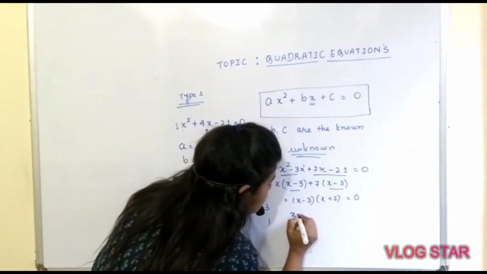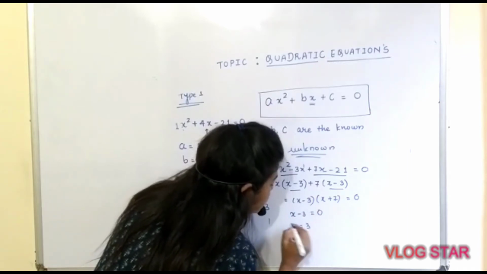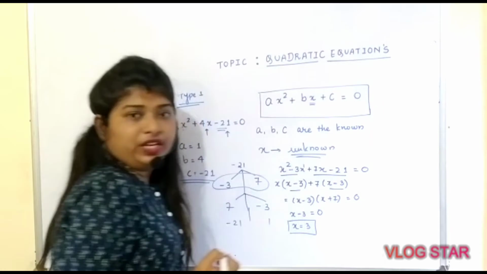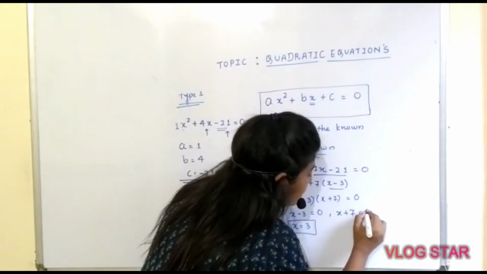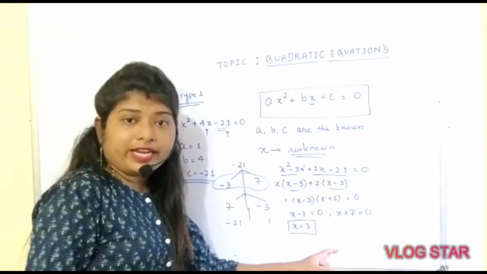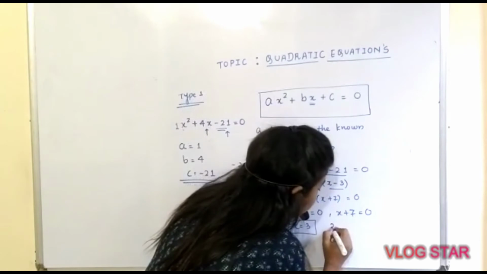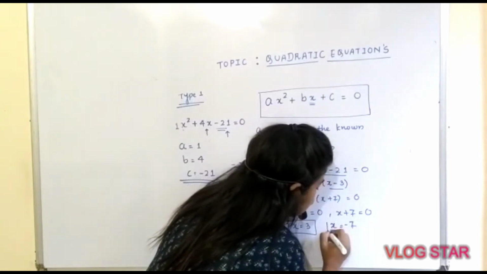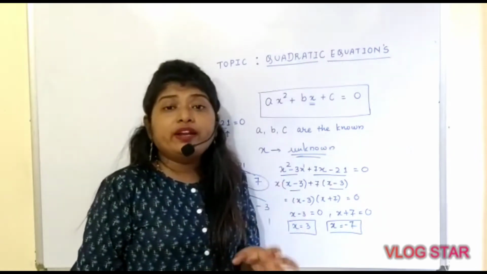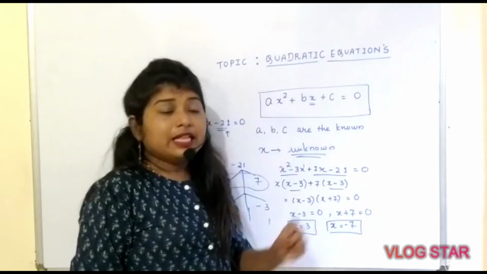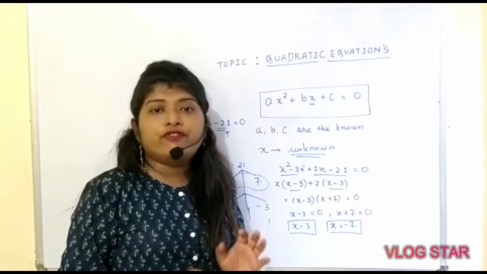Now, if I consider x minus 3 is equal to 0, what would be the value of x? It is equal to 3. Similarly, if I consider x plus 7 is equal to 0, now this is on the left hand side, we have to consider it on the right hand side. So can you tell me what is the value of x? X is equal to minus 7. This method is by what? Factorization method. Now the same problem we have to solve by using the formula.